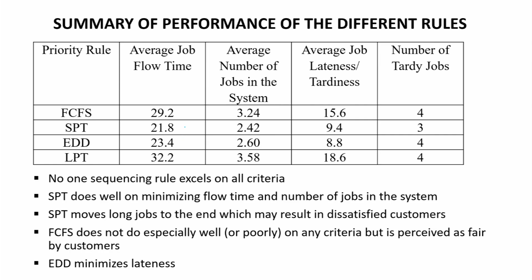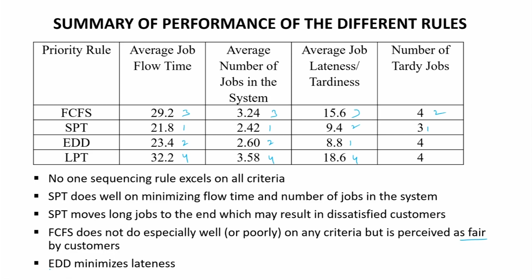Like here, if you see this is at number 3, on this also it is at number 3, here also it is at number 3, here it is at number 2. So, it is neither best nor worst, but it is considered to be a rational system, a fair system by the customer. They say that in the order in which we have arrived, in the same manner we are getting the service.